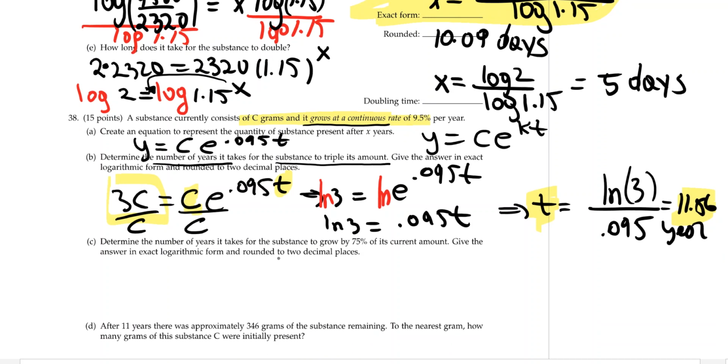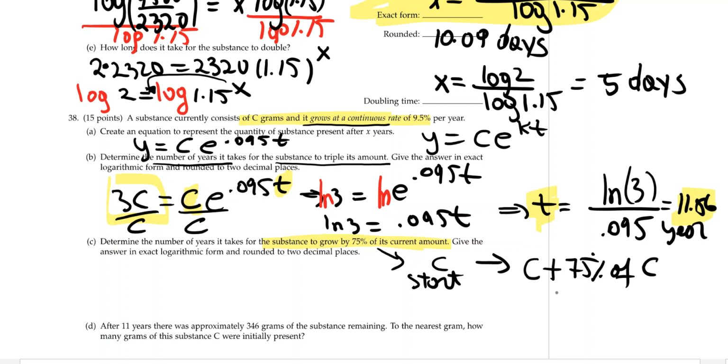Okay, now determine the number of years it will take for the substance to grow by 75% of its current amount. So now I'm interested to grow by 75%. It means that if you start with C, you're interested to see when you have C plus 75% of C. So that will give you actually 1.75 times C. So this is what I need.